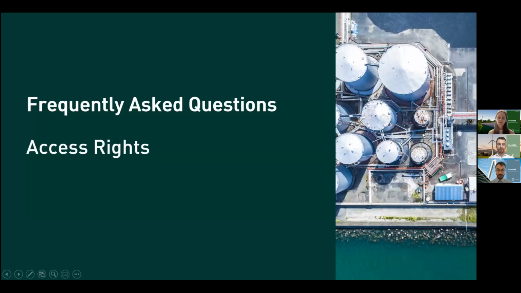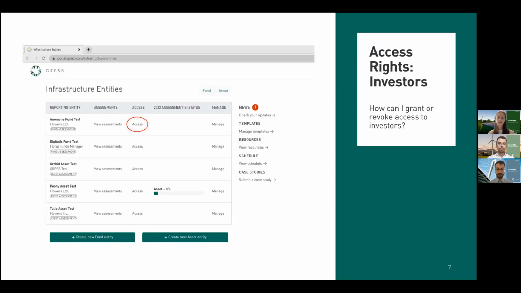First thing to talk about are access rights. This is something that comes up quite a lot. We have a lot of information in our assessments, but how can you make sure that the right people see the right things? We have listed some of these questions and we've also included some screenshots to help you with tackling that. One thing we get asked a lot is around the access rights for investors, and particularly how to grant or revoke access. So Fabio, how would you explain this to people when they come to you with this question?